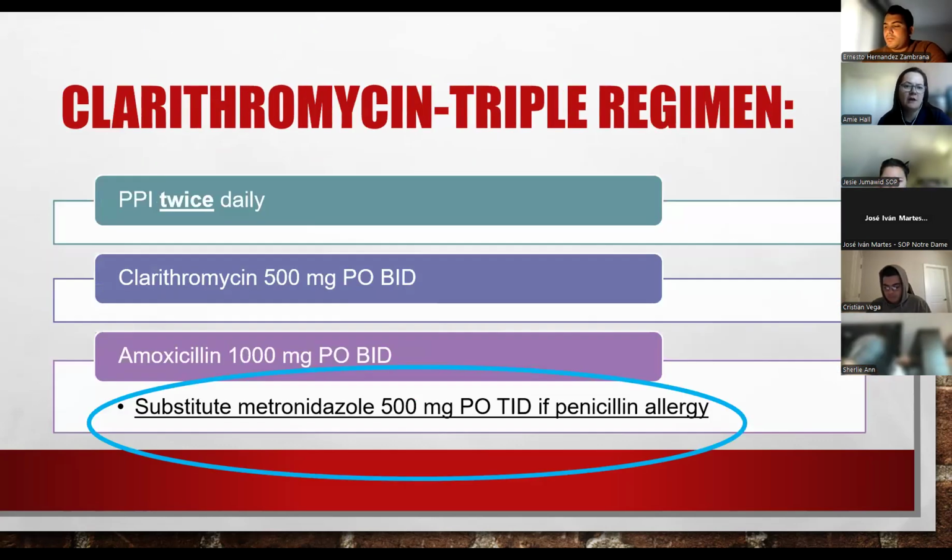Okay, moving on to the clarithromycin triple regimen. Again, we see that PPI is twice daily. It does not matter what PPI it is. It can be pantoprazole, it can be omeprazole, it can be esomeprazole, it can be any of the PPIs, but it has to be twice daily. We have clarithromycin and amoxicillin. If they have a penicillin allergy, we can substitute the amoxicillin for metronidazole.